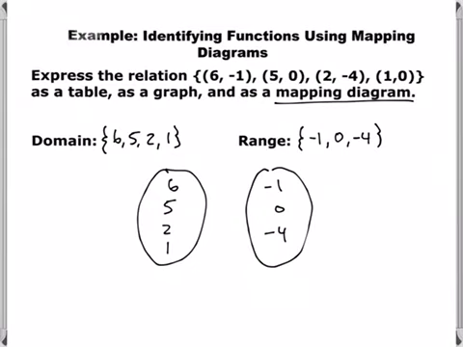The reason they call it a mapping diagram is now we draw lines between the domain and the range values, or the input that goes to the output. So in this case, we know 6 goes to -1, 5 goes to 0, 2 goes to -4, and 1 goes to 0. And we can tell that this is a function because each of our input values goes to an output value, and each input value is only used once. So each of the values of the domain was used once, and they each went to some output value.